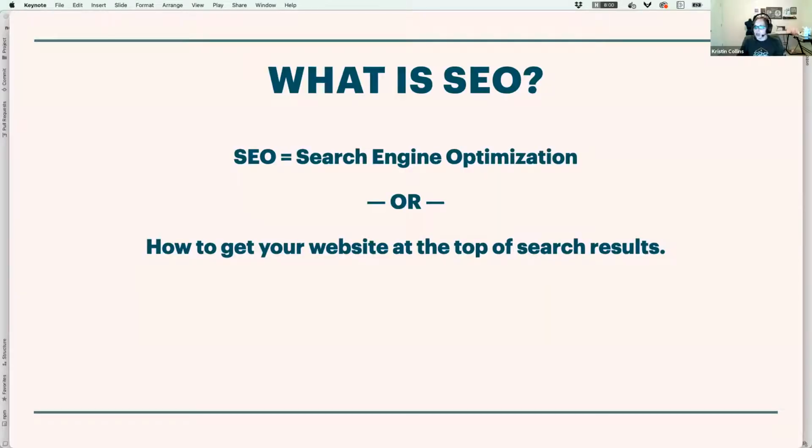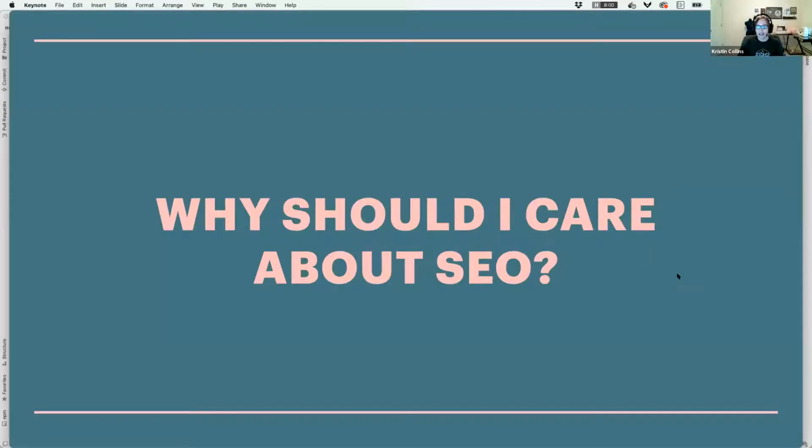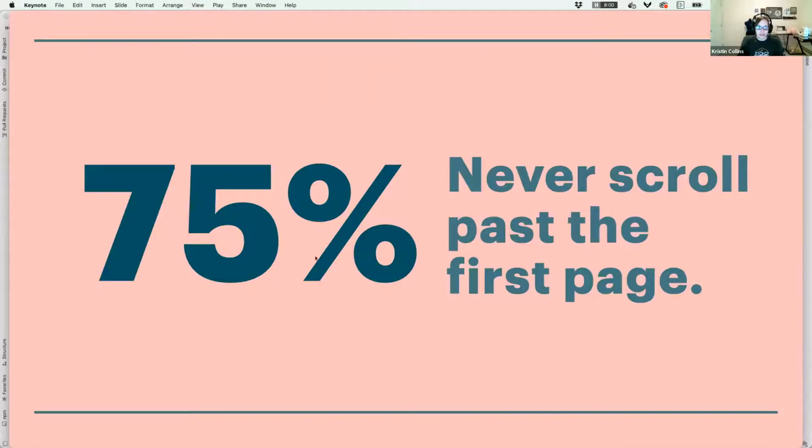Okay, so let's talk first about what SEO is. SEO stands for Search Engine Optimization, or a simpler way to put it, how to get your website at the top of the search engine results. Who cares, right? Well, according to Forbes, 75% of internet users never scroll past the first page of search results. And that's a huge number, so think about it.